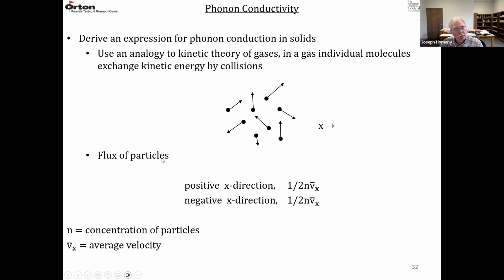So the flux of the particles in the positive x direction is just 1/2 n Vx, where n is the concentration of particles and Vx is their average velocity. This is just random. There's no temperature gradient. Half the molecules are moving in the positive direction, half in the negative direction. So there's the same flux of particles in the negative x direction, 1/2 n Vx, and n again is the concentration, and Vx is the velocity in the x direction.